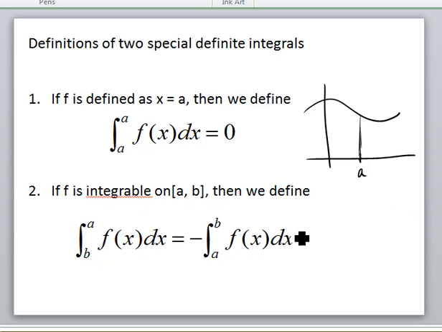The last part then I want to mention is that if you have something that's integrable on a to b, and we define the integral from b to a of f of x dx, we can flip-flop those bounds, is what we call them, and put a negative out front. Okay, so these are the two special things that we need to remember about definite integrals.